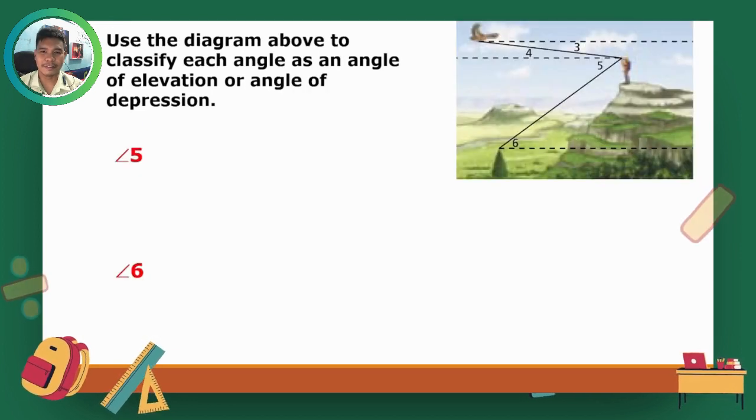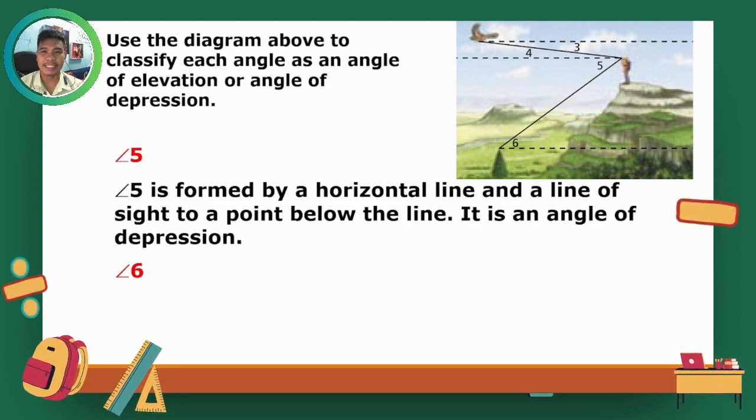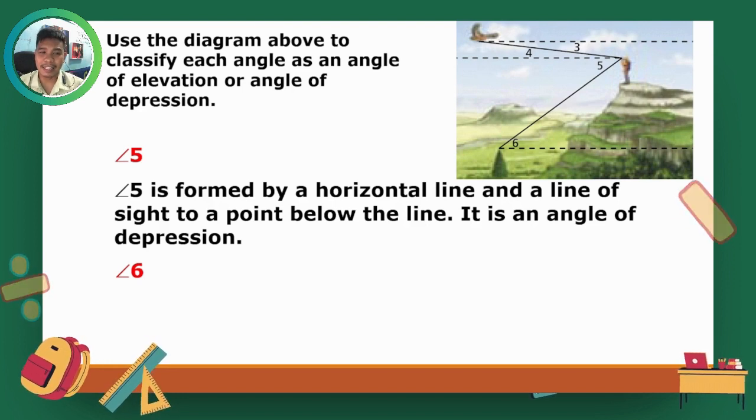Let us consider another illustration here. Use the diagram above to classify each angle as an angle of elevation or an angle of depression. Let's see angle number 5. Again, the broken line with angle number 5 is our line of sight. As you can see, angle 5 is below the line of sight. It means it is formed by our horizontal line and a line of sight to a point below the line. Therefore, it is considered as an angle of depression.